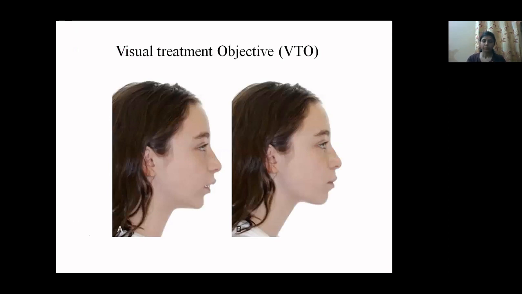So if you want to go for the functional appliance, first check the VTO. VTO is a visual treatment objective. That is, after giving the functional appliance therapy, how much correction and what type of correction we will achieve. If, after keeping the mandible in a forward direction, the profile is improving, it is said to be a positive VTO. But if there is no improvement in the profile, the VTO is negative, and that will be a contraindication for the myofunctional appliance.